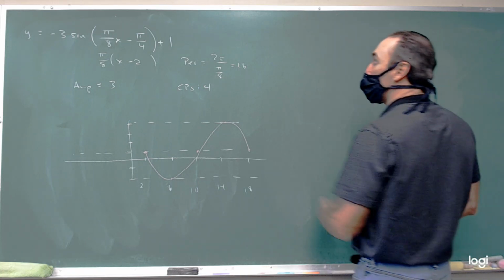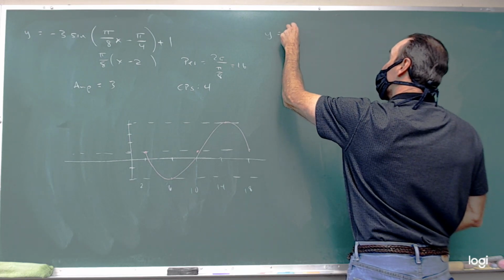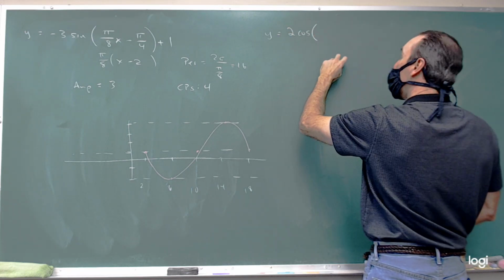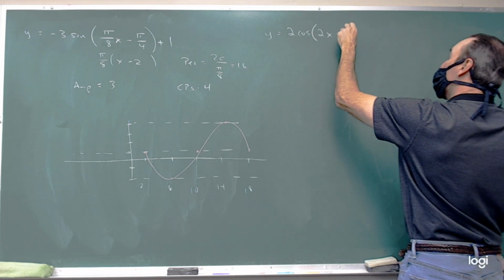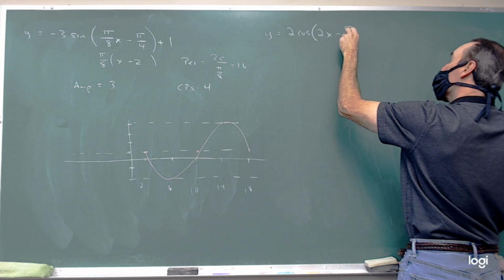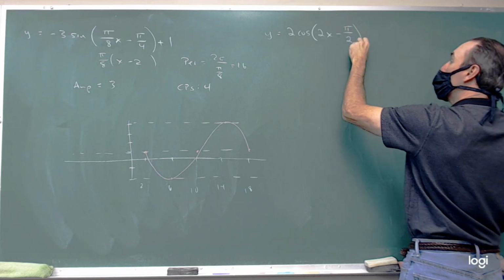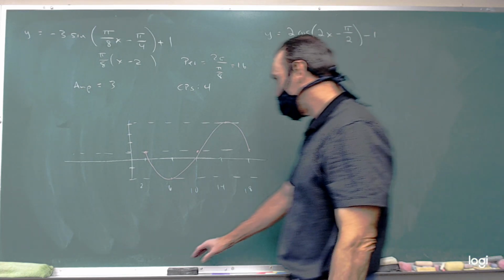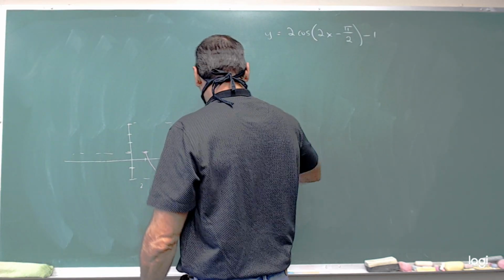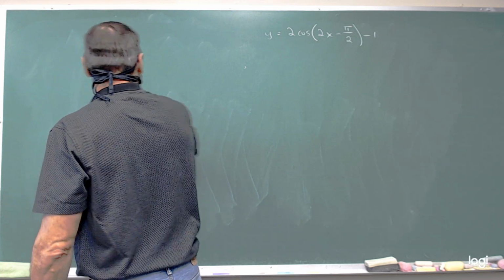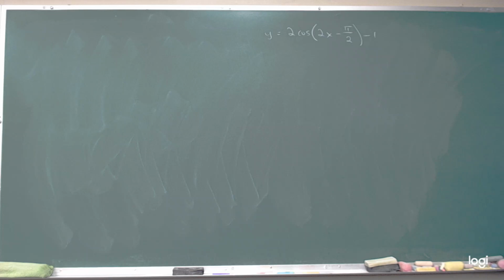Okay, let's do one with a cosine. So y is equal to, we'll say 2 cosine of, and let's say 2x minus, we'll say pi over 2, minus 1. Okay. People that weren't up at the board can come do this one at the board. And I'm going to pause the video again. So if you're watching it, you might want to pause it and give it a try yourself.